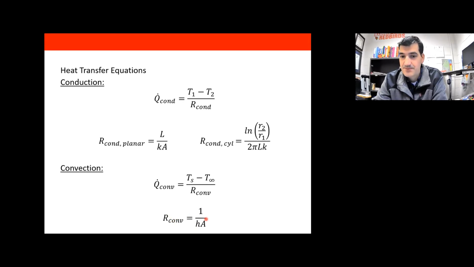It's just 1 divided by HA. And then once you have that, you plug that into this equation, and then plug that into your calculator, and out pops Q dot, the rate of convection heat transfer.